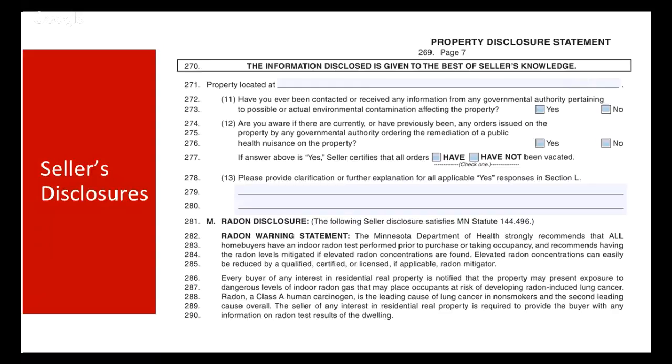The seller of an interest in residential real property is required to provide the buyer with any information on radon test results of the dwelling. I'll use myself as an example.